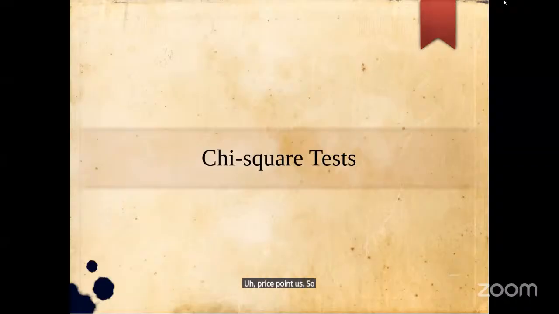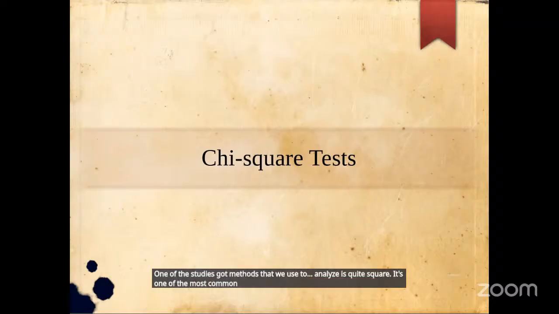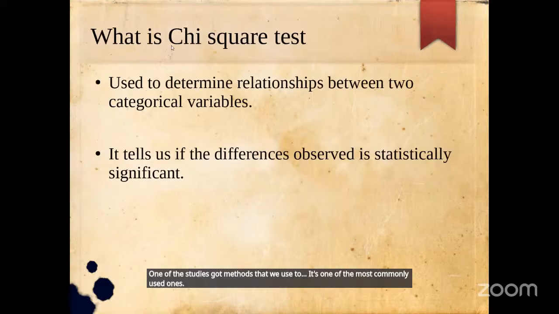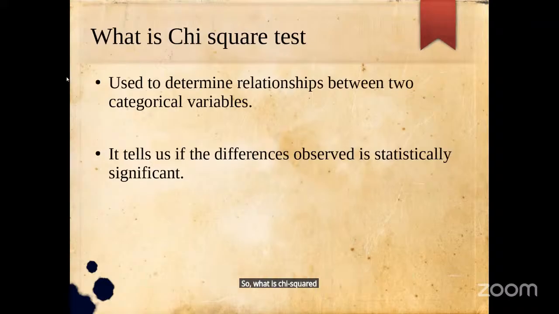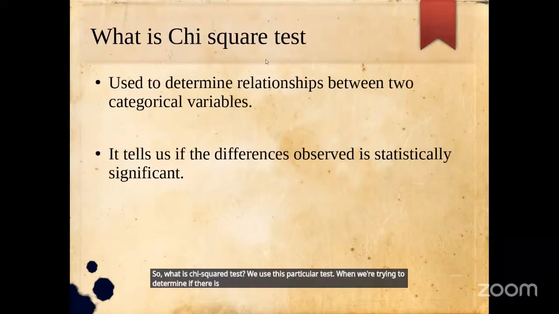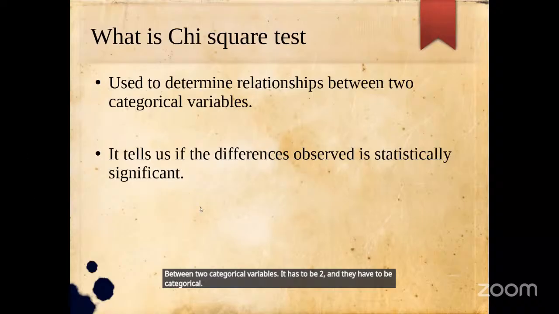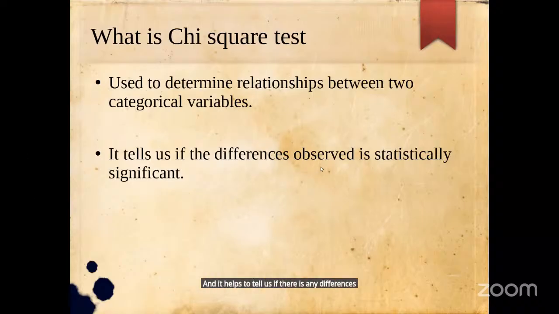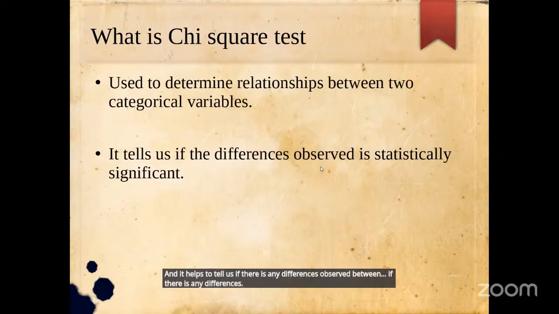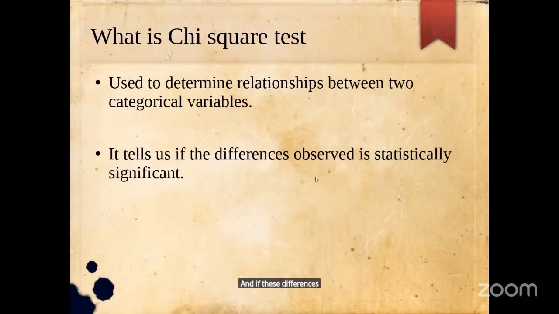One of the statistical methods that we use to analyze data is chi-square. It's one of the most commonly used ones. So what is the chi-square test? We use this particular test when we are trying to determine if there is any relationship between two categorical variables. It has to be two, and they have to be categorical. It helps to tell us if there are any differences observed, and if these differences are statistically significant.